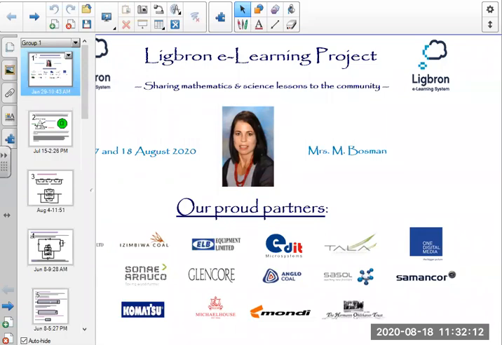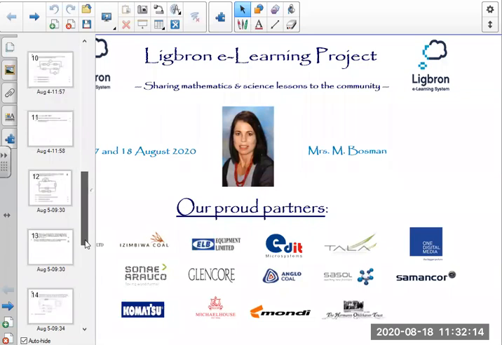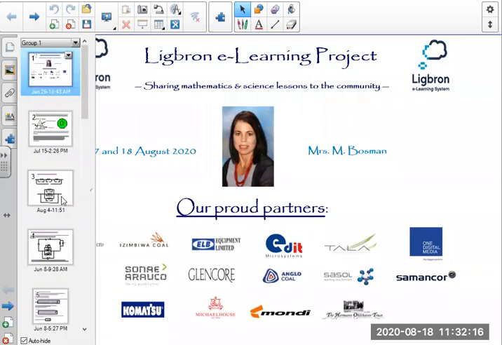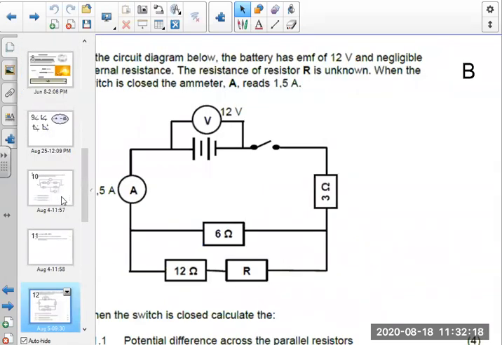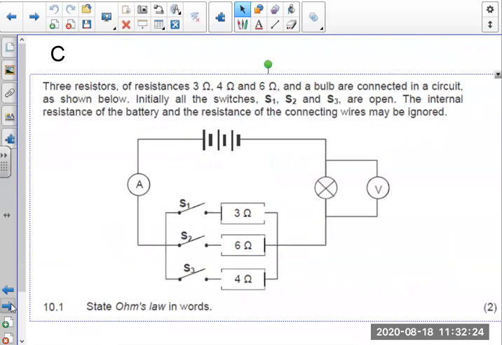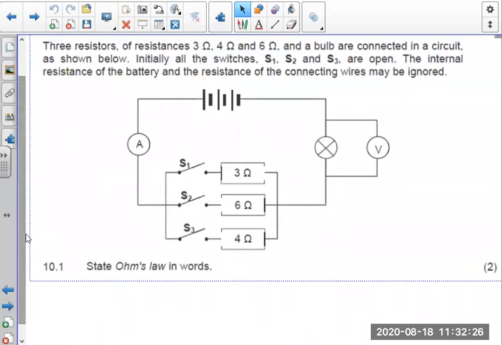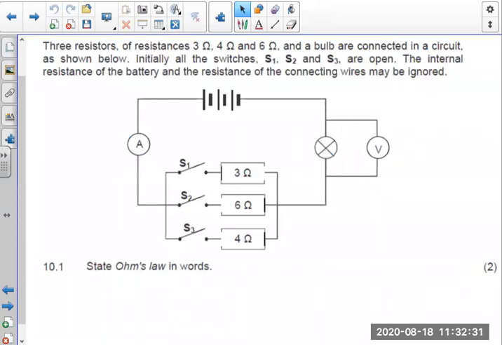We are busy with the second lesson of electricity. I think we already did number B, so we have to start with example C that I have here on the board. Let's quickly look at C. We're just going to do a lot of examples and then we will finish with electricity. Tomorrow we're going to do electrostatics.